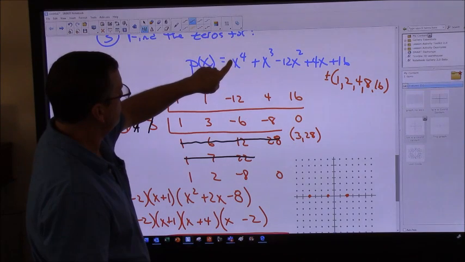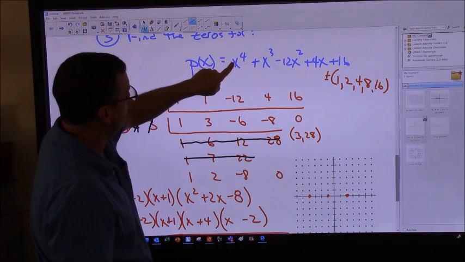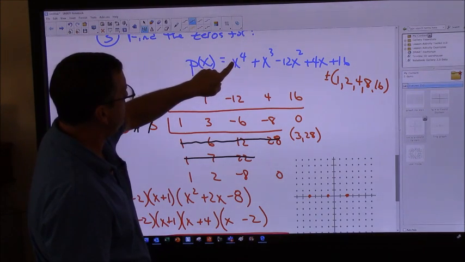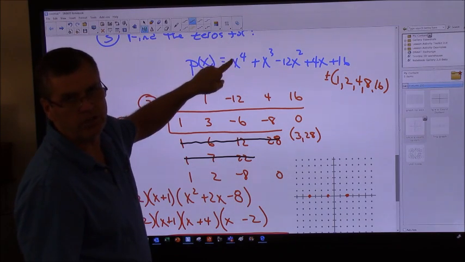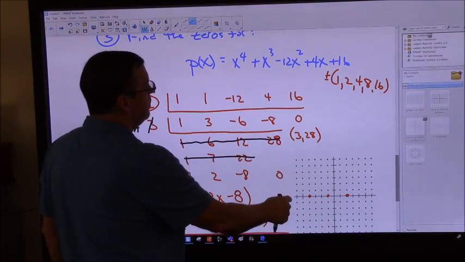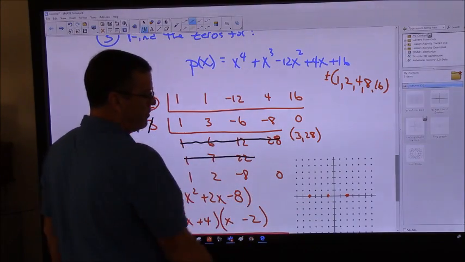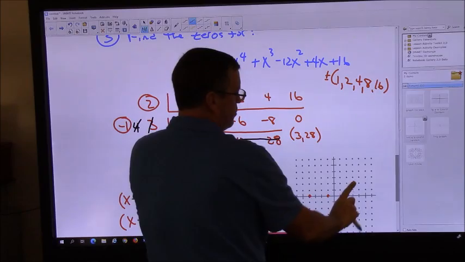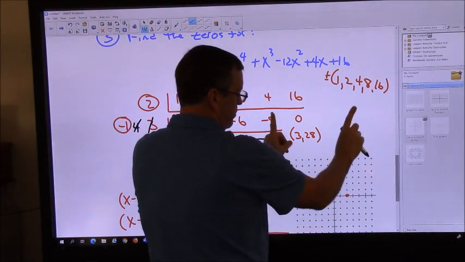So this is my dominant term. It's the largest exponent. And if you put a positive number in there and raise it to the 4th power, you get a positive result back. If I take a negative number way out here and raise it to the 4th power, I also get something positive. So this graph is going up on both ends. Okay?